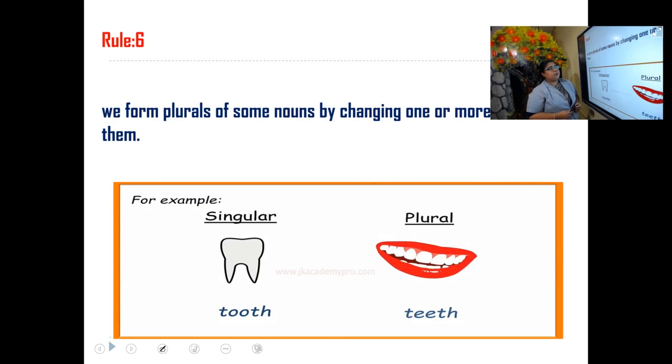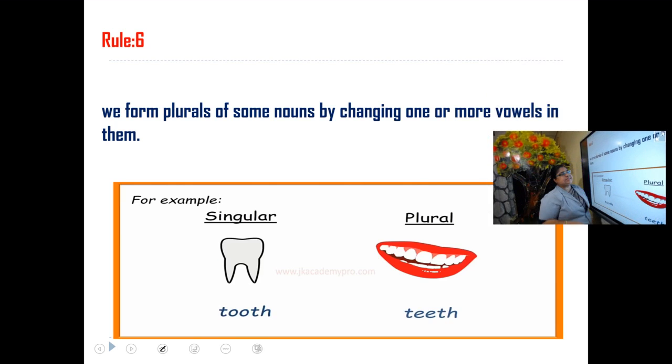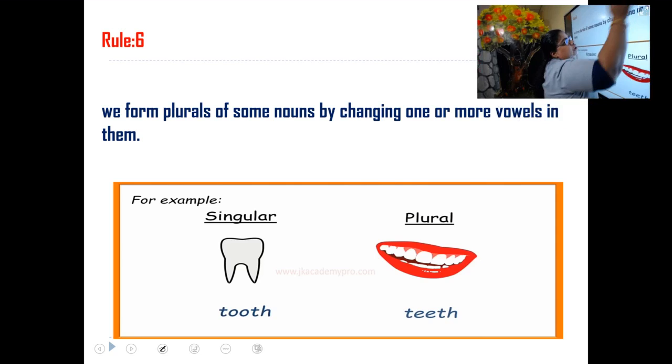What's the next rule? We form plurals of some nouns by changing one or more vowels in them. Here again we are going to change one or more vowels. You know vowels. Vowels are A, E, I, O, U. In this rule, you want to change one or more vowels and make the word. Look at this example. When you look at the example, it's easy to understand.